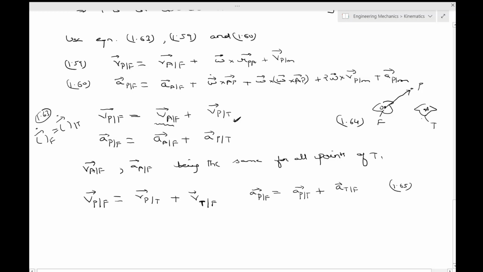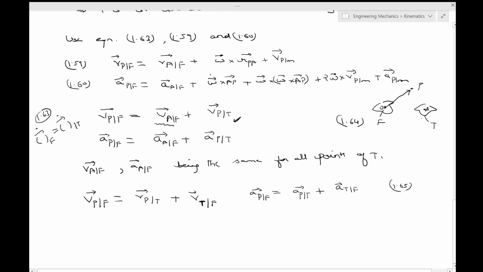So these velocities and accelerations which you see in equation 1.65, I mean velocity of P in the F frame or velocity of P in the T frame or acceleration of P in the F frame or acceleration of T in the F frame, they can all be expressed either in Cartesian, cylindrical or path coordinates. These are the three coordinates which we have taken, okay, we didn't take the spherical one, and you can just add them up according to any basis vector you want, okay.